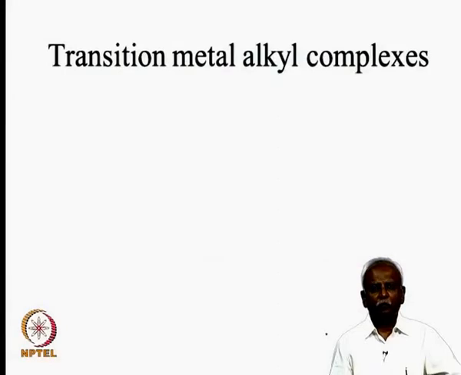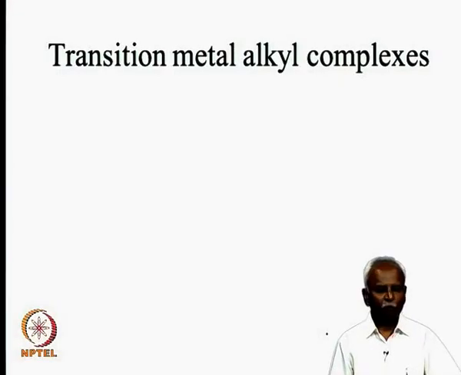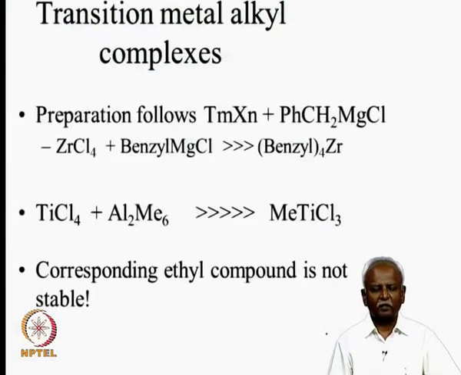Okay, let me now proceed to transition metal alkyl compounds. Transition metal alkyl compounds are very often easily generated starting with an already made main group organometallic species. In this projection, I have shown you a benzyl magnesium chloride reacting with zirconium tetrachloride, and that makes tetrabenzyl zirconium species. This tetrahedrally coordinated zirconium has got 4 benzyl groups around it, and it is quite stable.